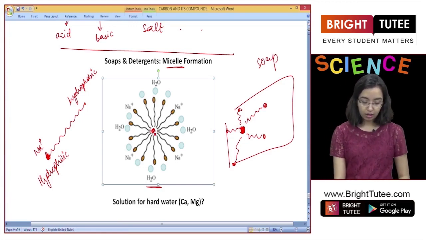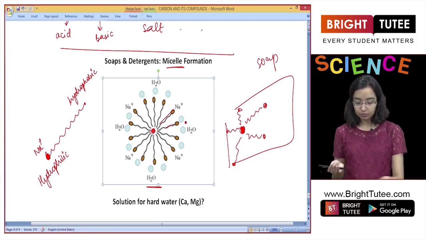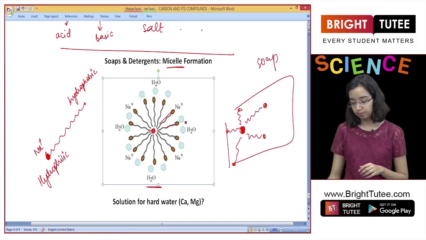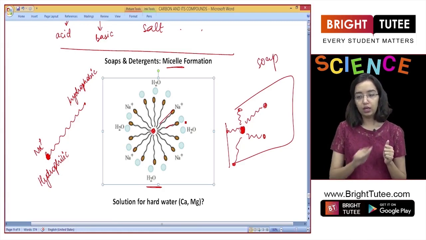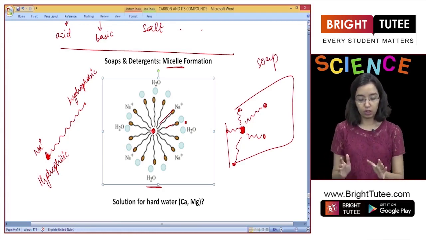So the dirt is there, and then there are different soap elements arranged around it. It gets lifted because of this formation of micelle, and when you apply any kind of brush or any force, then it is wiped off. This is how soaps work.